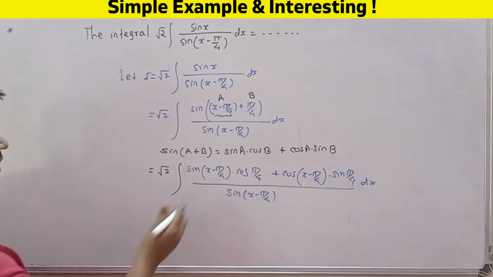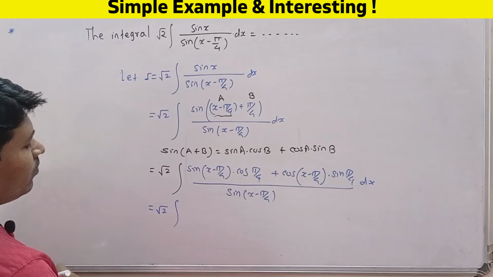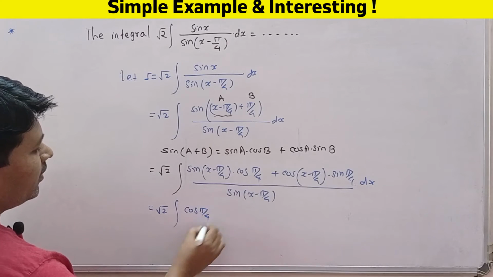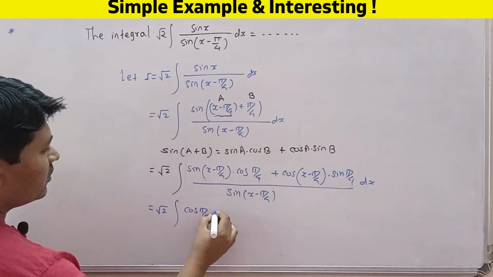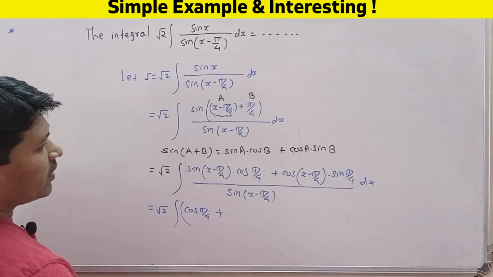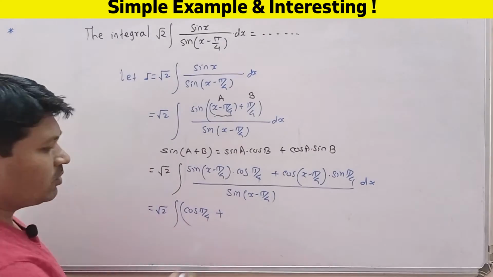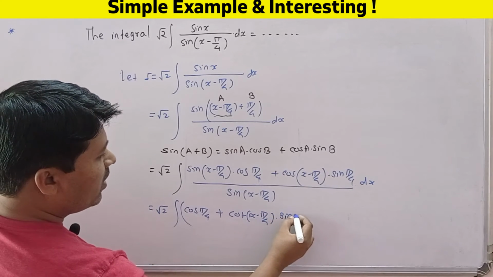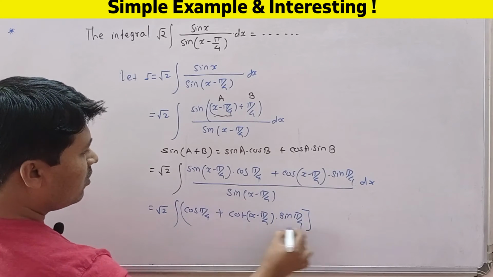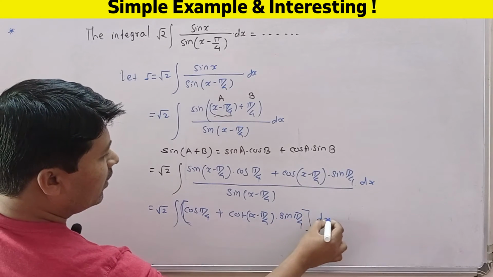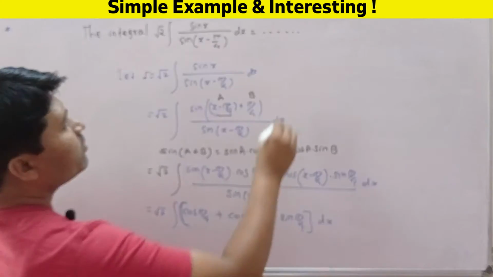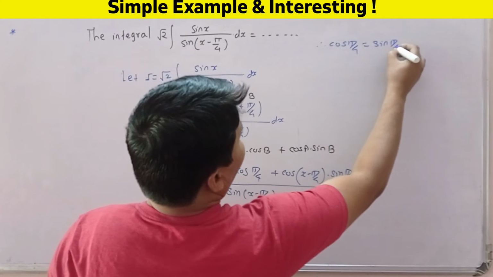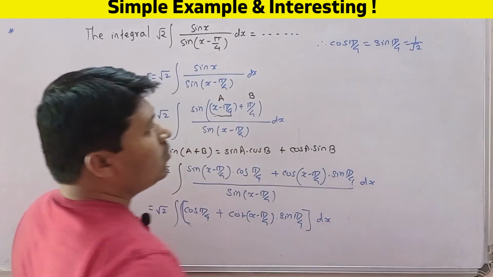Now we can simplify this term and write root 2 integration, where the sin(x minus pi by 4) term is cancelled and we get cos pi by 4 plus, cos divided by sin, that means cot(x minus pi by 4), into sin pi by 4, the whole bracket complete, dx. But we know that cos pi by 4 is equal to sin pi by 4, and the value is 1 upon root 2.